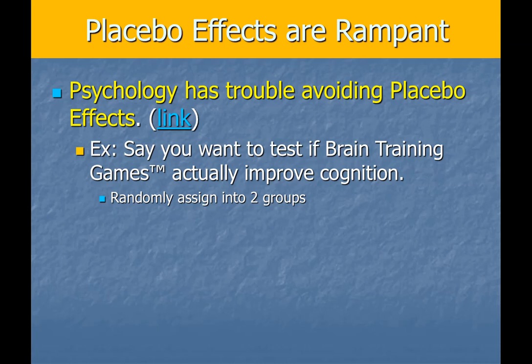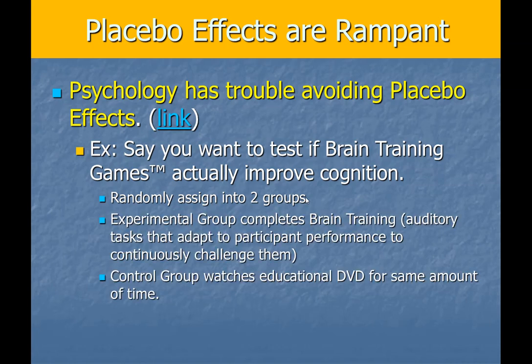We're going to test our brain training game to make sure it actually improves cognition. So here's what they might do. They might randomly assign people into two groups. So far, this is looking good. That's an experiment design, right?